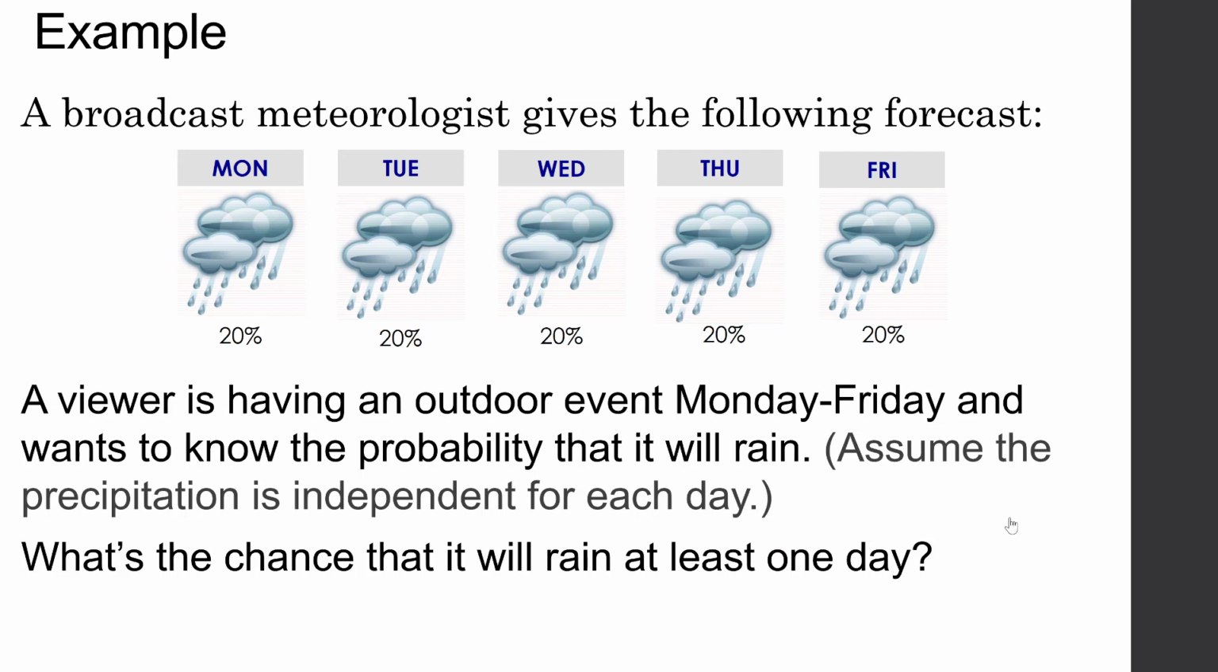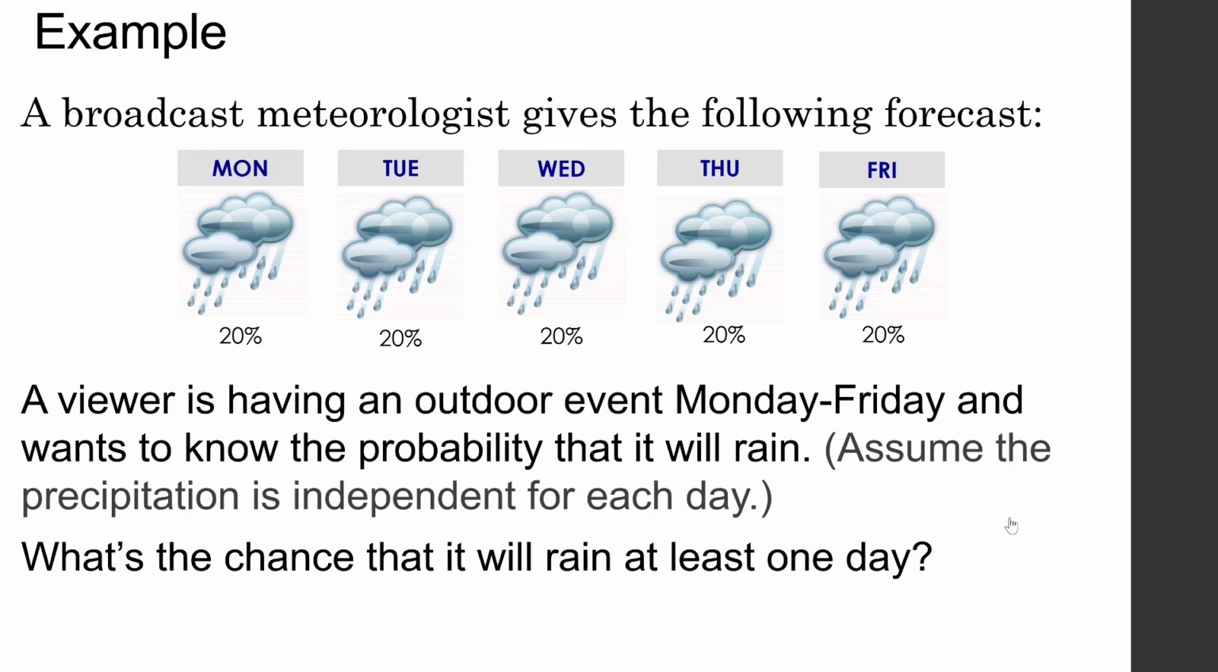Okay, so a broadcast meteorologist gives the following forecast: a 20% chance of rain on each of the weekdays in a week. And a viewer is having an outdoor event Monday through Friday and wants to know the probability that it will rain. Assume precipitation is independent for each day, so we can do this example. That is probably not true, but we're just going to assume it for the sake of this example. And we're going to compute the chance that it will rain at least one day.